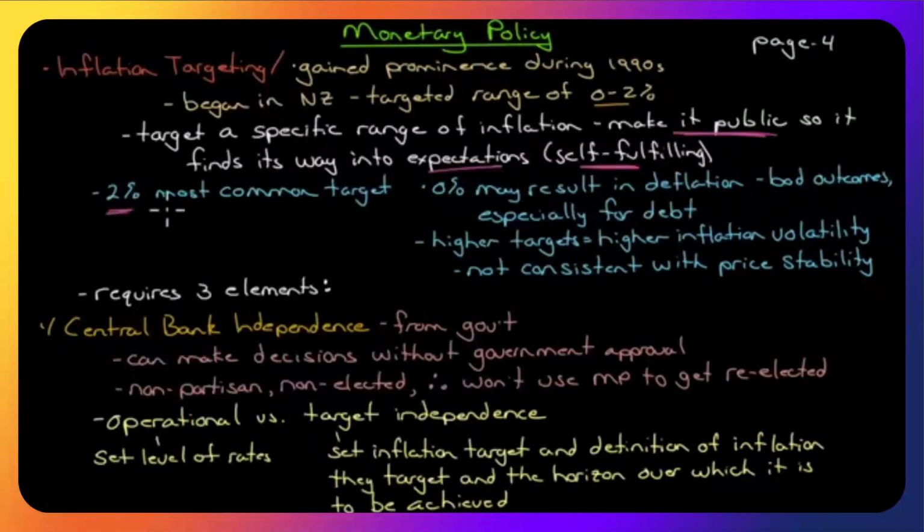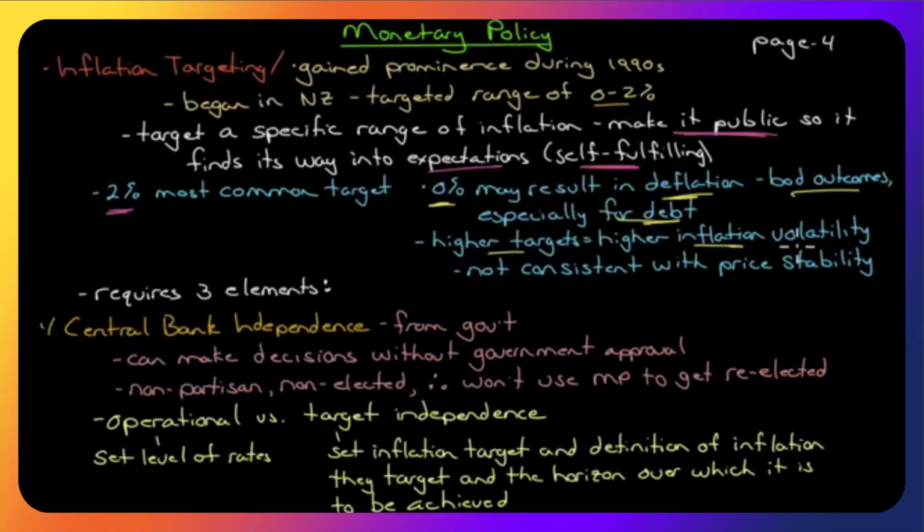2% is the most common. There is a conversation whether or not, why not 3%? Why not 4%? And to answer that, we can sort of just eliminate some possibilities. 0%, probably not a desirable target. May result in deflation because it's too close to zero, and we don't want deflation because you do get bad outcomes, especially for debt. If you have higher targets, you'll have higher inflation volatility.